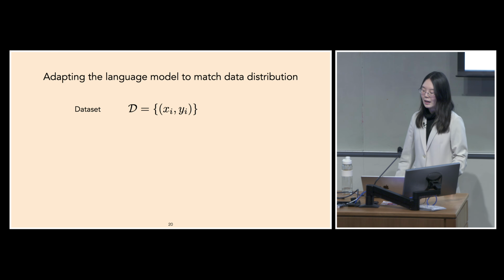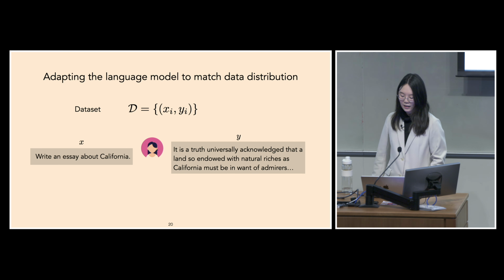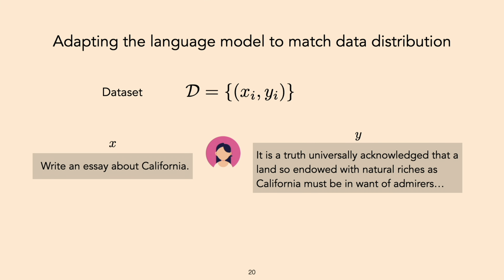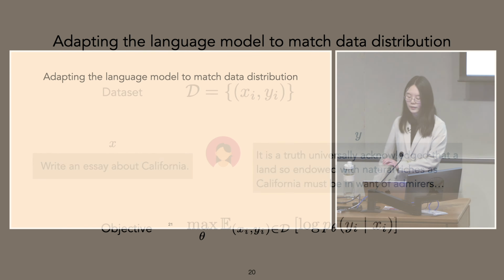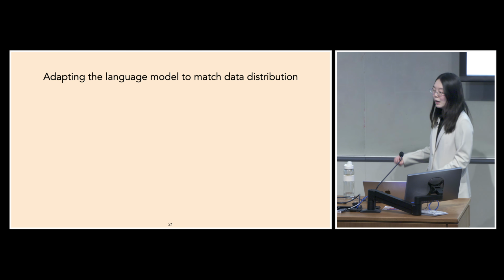Suppose that we want to customize a personalized writing tool for Alice. We are provided with a data set of x, y pairs, where x is the instruction and y is a highly stylized piece of writing by Alice. This is the fine-tuning objective: to maximize the log probabilities of the examples from this data set. So how should we adapt the language models?